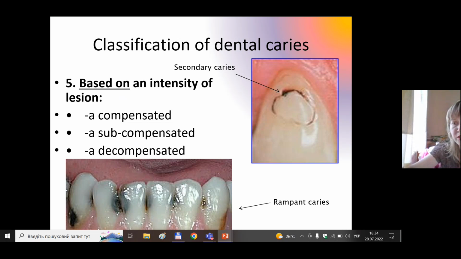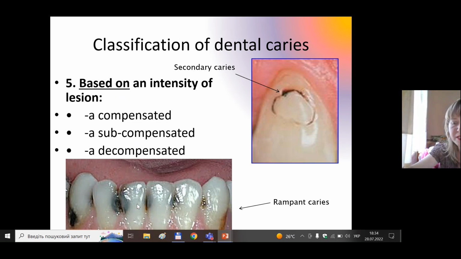But we do not use such classification. But still, you should know that caries is classified into primary and secondary. Primary caries is caries that develops and was noticed for the first time. Secondary caries develops around existing restorations. And here is rampant caries.